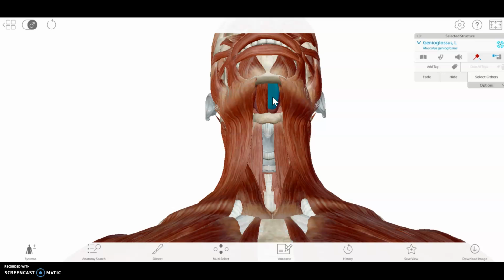Okay, that's it for the head and the neck. I will stop this and then we'll do another little video. We'll start on the abdomen and the thorax.